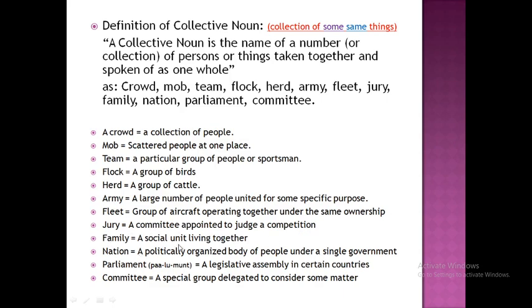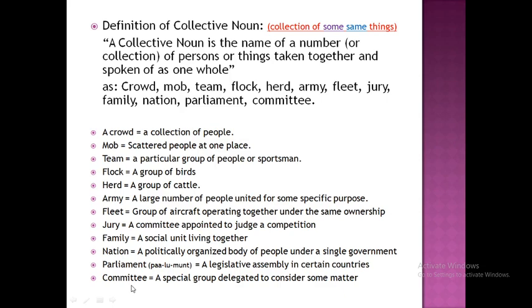A social unit living together, that is family. A politically organized body of people under a single government, that is nation. And a legislative assembly in certain countries, that is parliament. And the last one is a special group of delegates to consider some matters, that is committee.